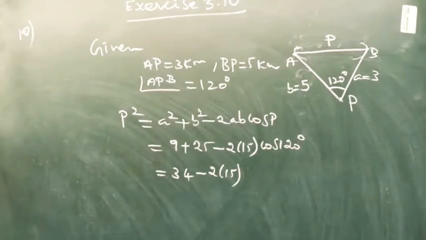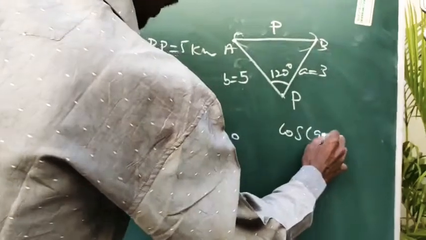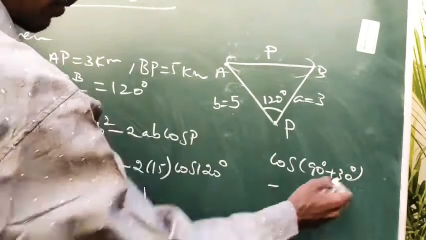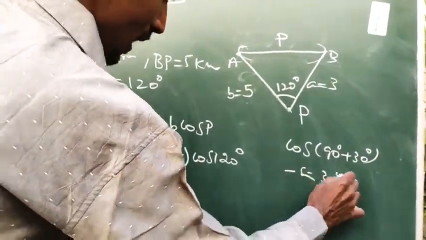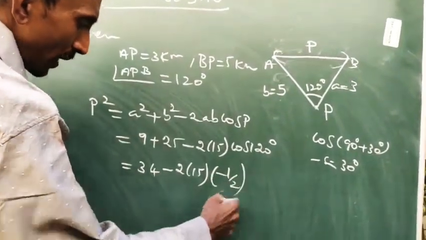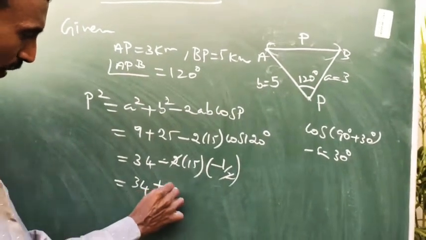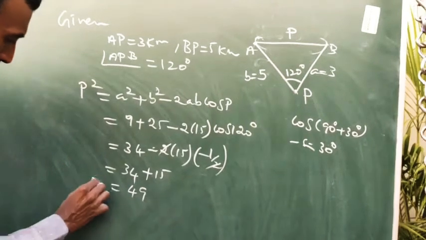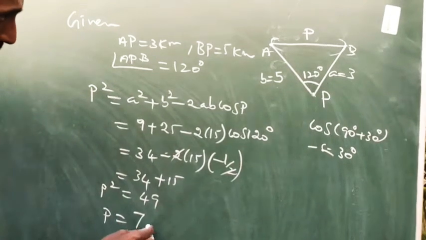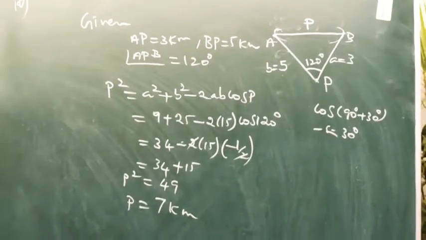Cos 120 can be written as cos of 90 plus 30. It is in the second quadrant, where cos is negative. Cos of 90 plus theta becomes sin theta, so sin 30, and the value is minus 1 by 2. The 2 cancels. So 34 minus, into minus, plus 15, so 49. P square equals 49, P equals plus or minus 7, but a distance cannot be negative. So P equals 7 kilometers. The width of the tunnel is 7 kilometers.